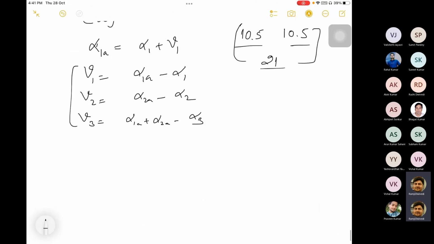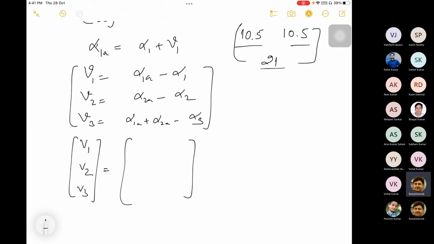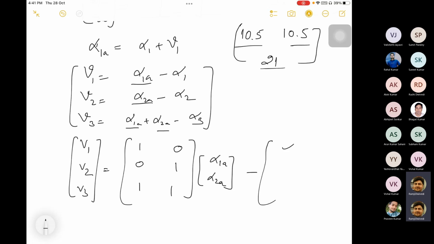Now we have three equations that we have to convert into a linear system of equations. How do we write it? V1, V2, V3 as a matrix is equal to alpha 1, alpha 2, alpha 1, alpha 2. Only alpha 1 and alpha 2 are variables. We have written it like this. Now 1, 0, 0, 1, 1, 1 minus. You can get it after multiplying each one of it.